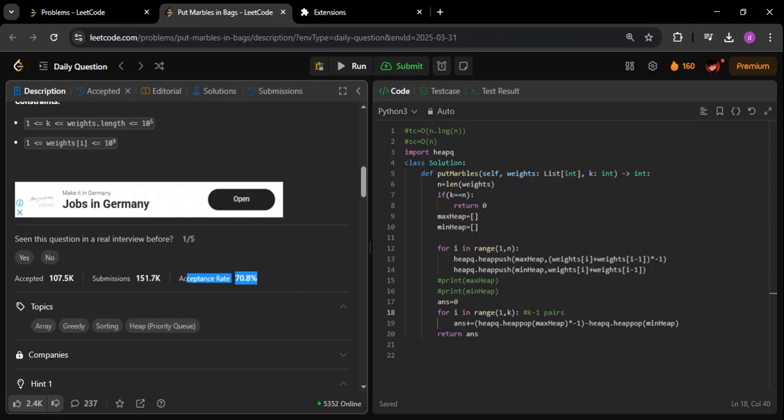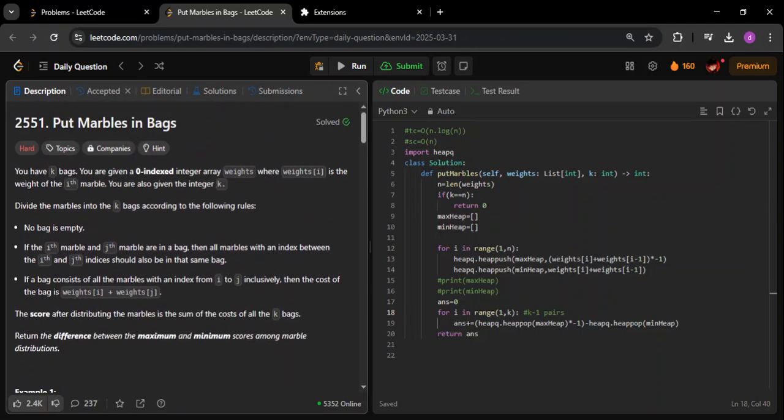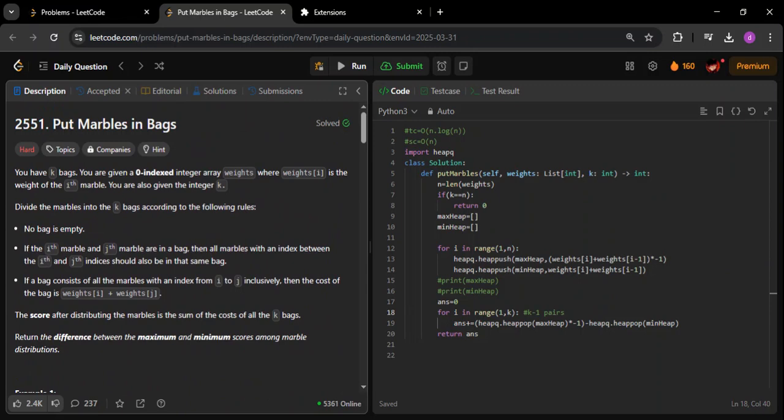The reason is it's actually an easy question, but the thing is it's very difficult to get that idea. Once you get that idea, it will be a very easy implementation. I will show you the same. And yeah, let's quickly begin.